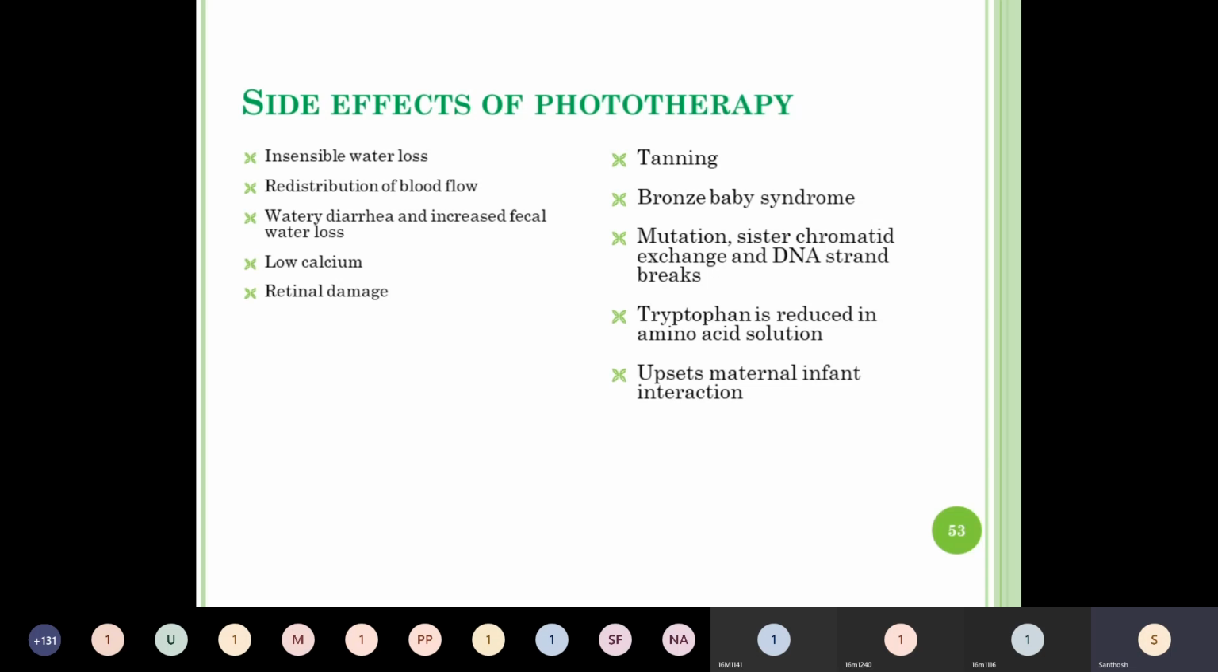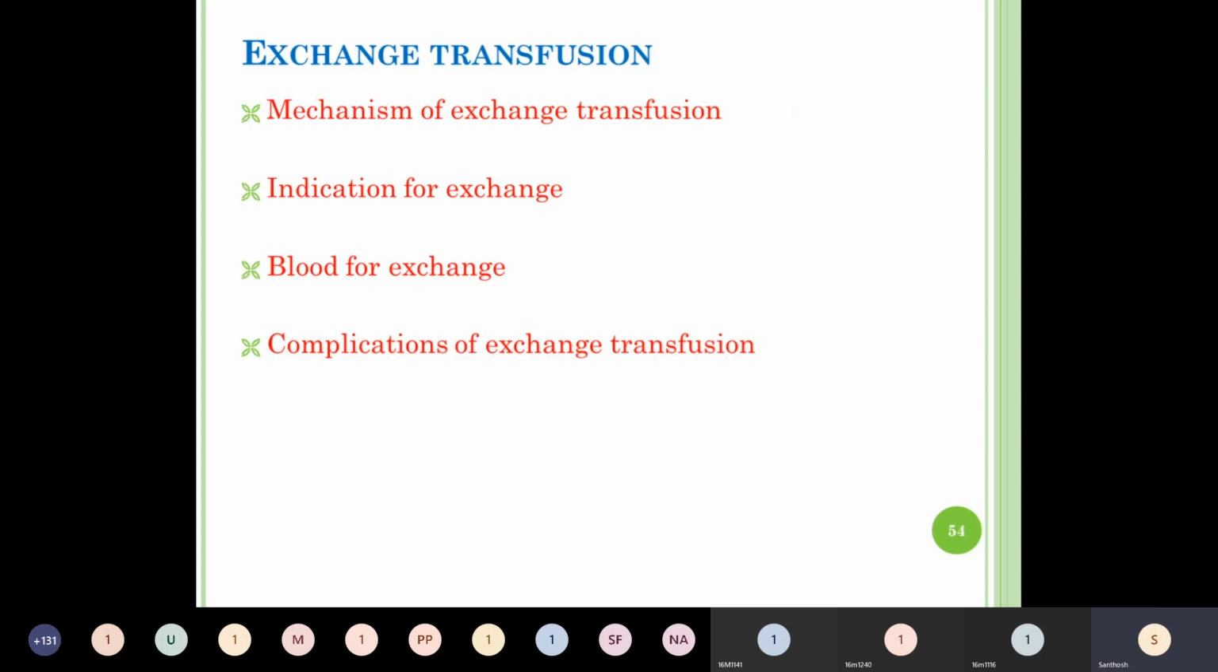And if you keep the baby under phototherapy, what happens? The maternal bonding is affected. That's one of the side effects. So while the baby is on phototherapy, do not stop breastfeeding. Continue breastfeeding these babies unless the levels are very severe, like at the exchange level or when you are waiting for exchange transfusion.